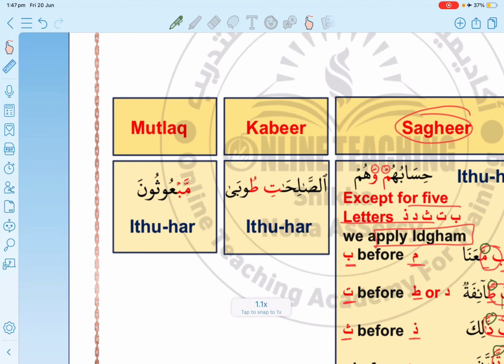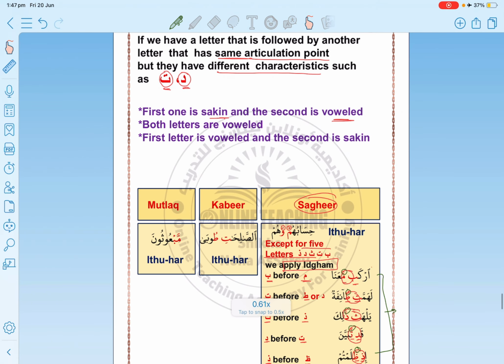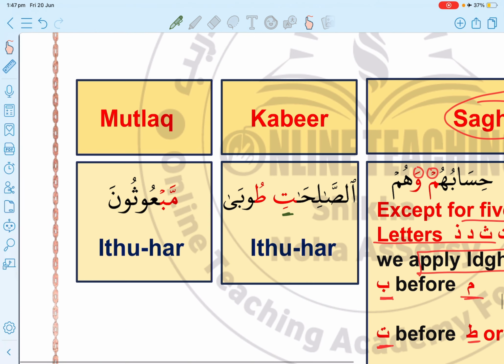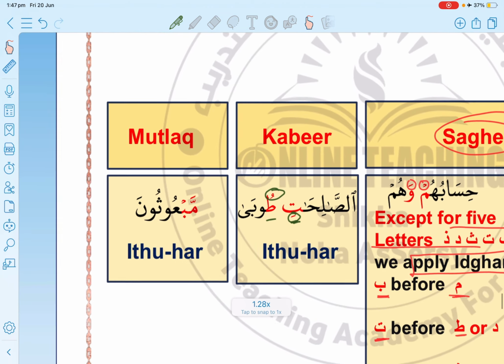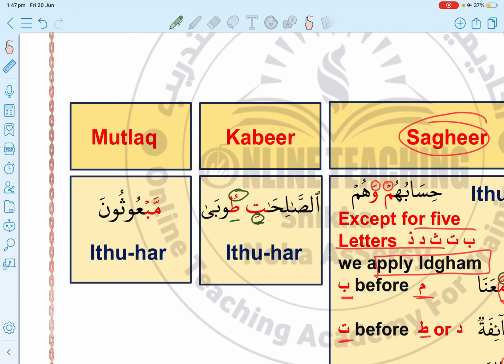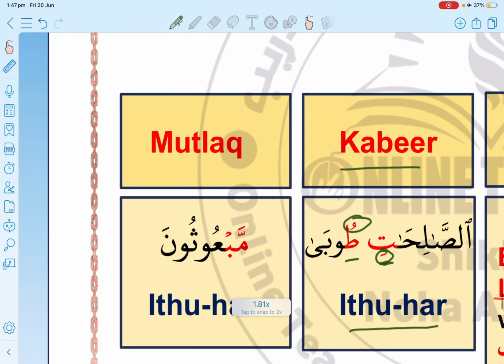Okay, now let's move to the kabir. In the kabir, both letters are voweled. As you can see here, the first is voweled and the second is voweled as well. So we will apply idhar. How will we pronounce it? الصالحات طوبى. Okay, so we will apply idhar here. And what's the type of this? It's kabir.